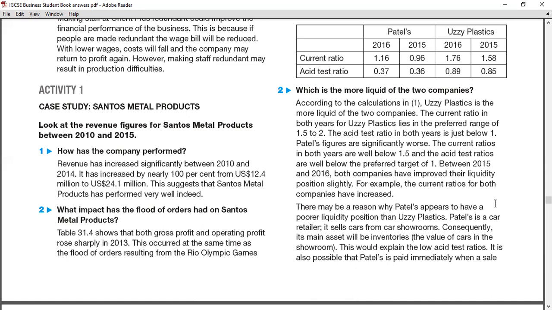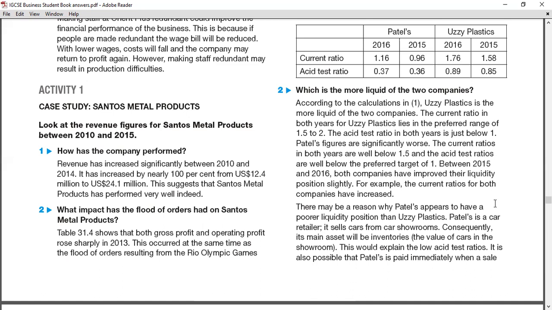There may be a reason why Patels appears to have a poorer liquidity position than USI Plastics. Patels is a car retailer. It sells cars from car showrooms. Consequently, its main asset will be inventories, the value of cars in the showroom. This would explain the low acid test ratios.